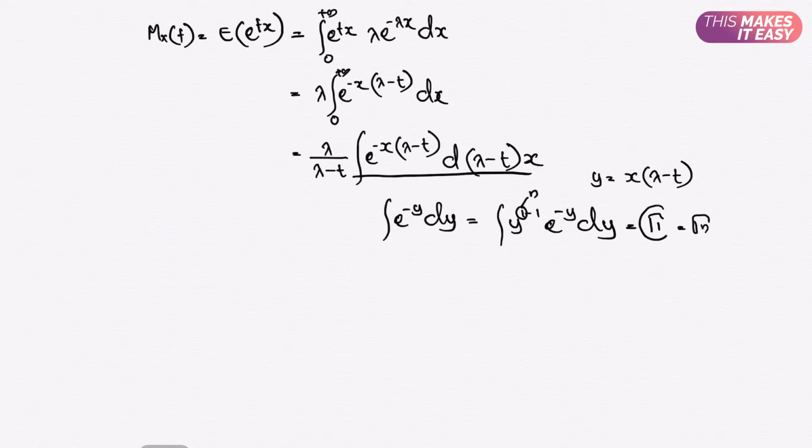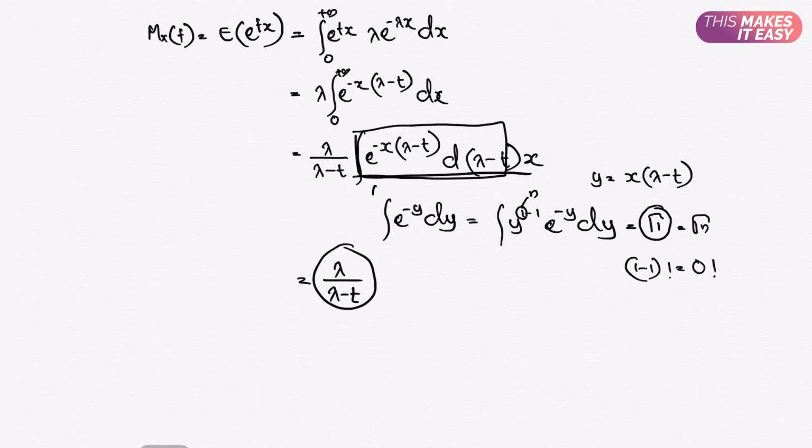So what is the value of gamma 1? It is 1 minus 1 factorial, that is equal to 0 factorial. So this whole term will become 1. So we will be left with lambda divided by lambda minus t. So this is the MGF of exponential distribution.